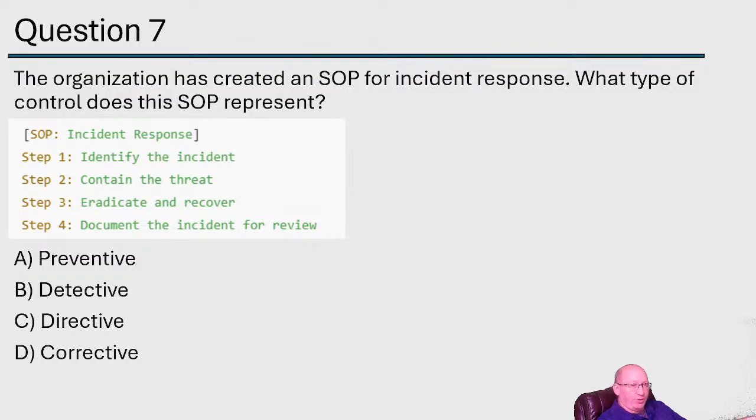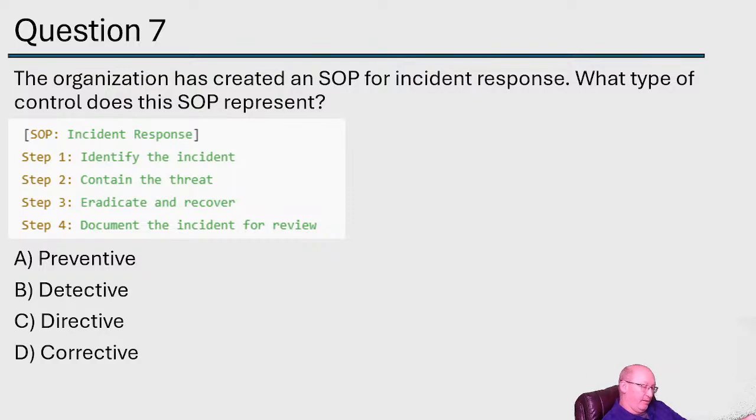And then corrective control. Well, it created the SOP, but it doesn't say it created it in relation to an incident occurring. So it really doesn't make sense for it to be a corrective control. Preventive versus directive are our two top answers on this one. I'll give you another 5 seconds to figure out what you want to do with this one. Is it preventive or directive? What do you think on this one?